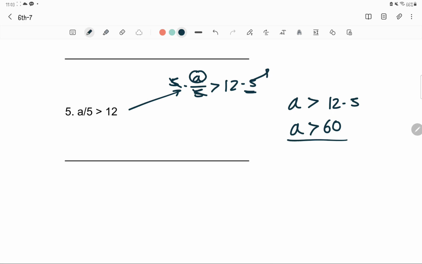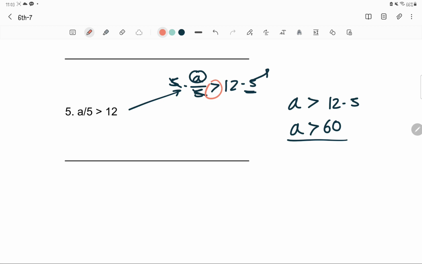The rule of inequality is that if you divide or multiply by a negative number, the sign changes. That's the only exception when the sign flips to the opposite side.